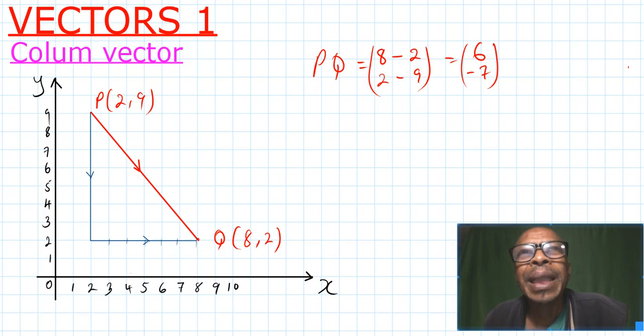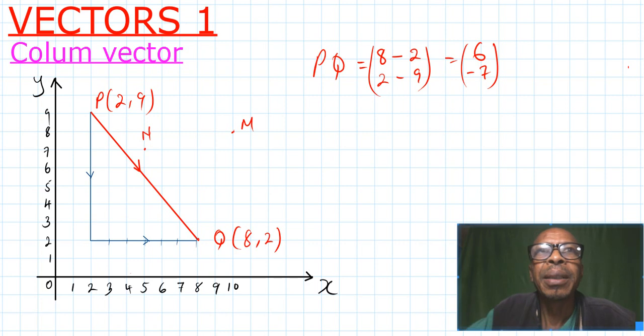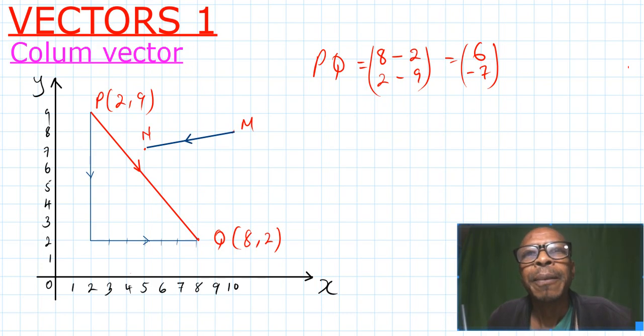We can take another vector. Let's take 2 points. Let's take that point to be our M, and we take this point to be our N. So this vector, we can join it and get the vector MN. That is the direction. The coordinates of M are 10 and 8, and N is 5 and 7.